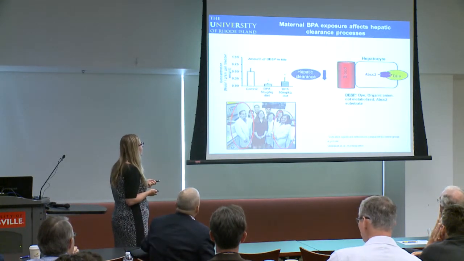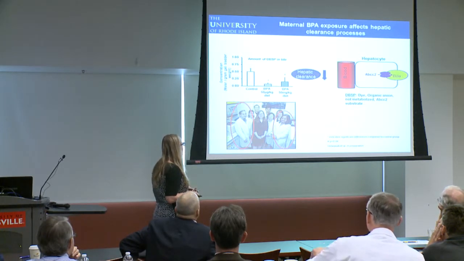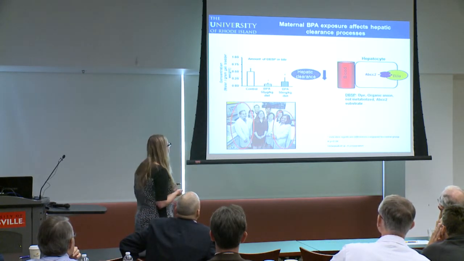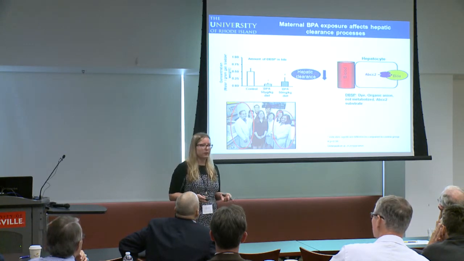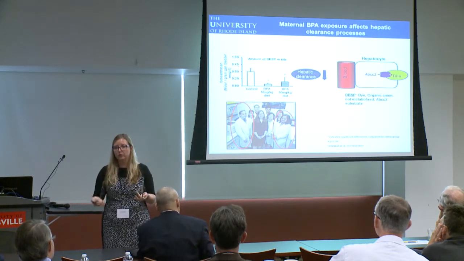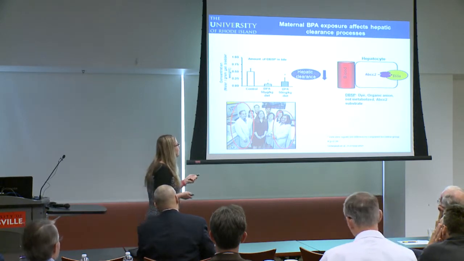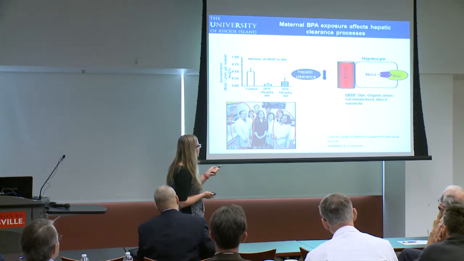Interestingly, when we assessed these mice, they didn't really have any overt liver phenotype, but we decided that we would assess their hepatic clearance. And we used a chemical called DBSP. It's actually hard to find, but it's a very useful chemical because it doesn't undergo hepatic metabolism. It just utilizes transporters to get to the bile. So DBSP is a substrate for MRP2, also called ABCC2.